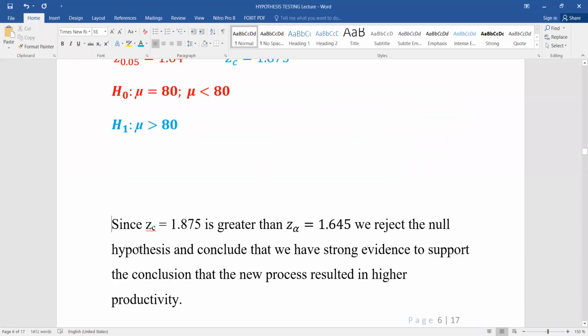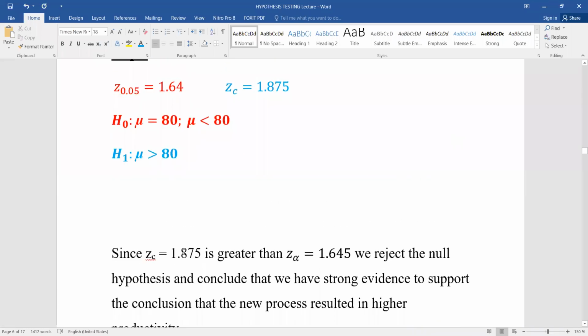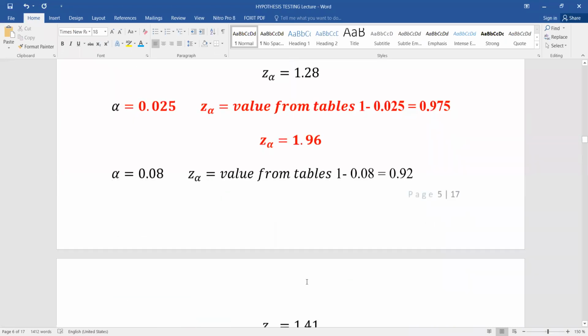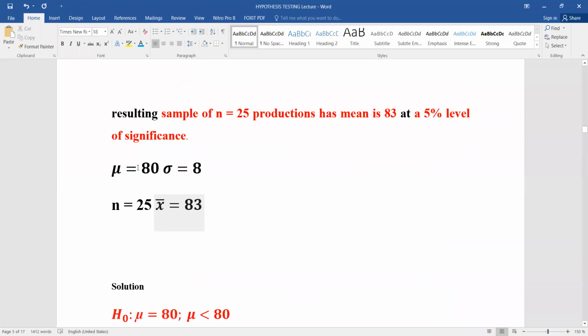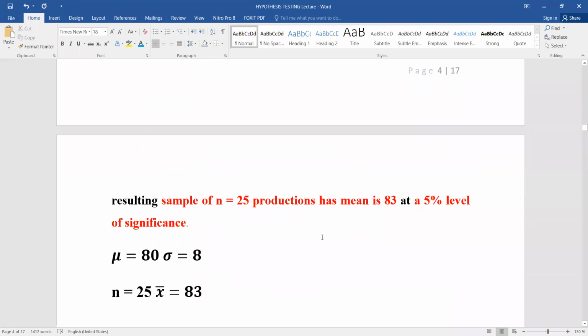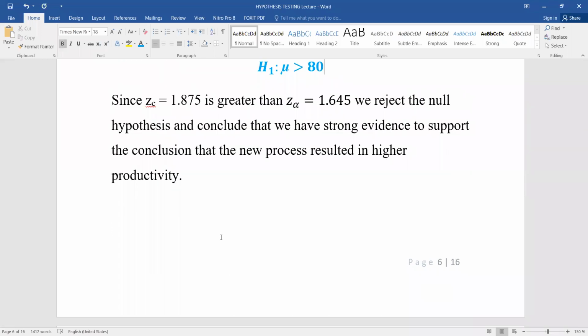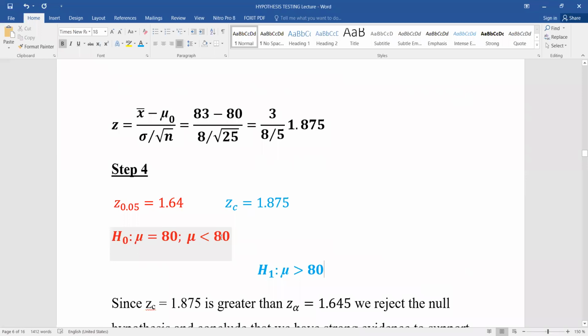Good. So since H computed is greater than that, we reject the null hypothesis and conclude we have strong evidence to support the conclusion that the new process resulted in higher productivity. Even if you see, because now the new process is giving you 83. 83 is bigger than 80. So it means that this new sample where the analysis was done is bringing you better results. So if you've not understood, you'll understand with the second example.